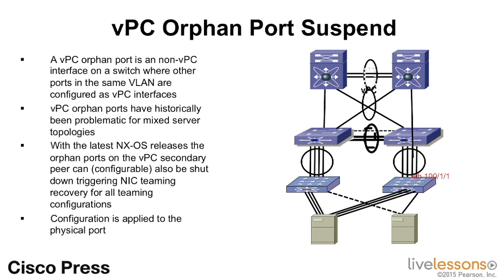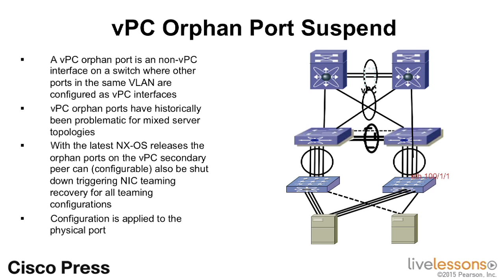Essentially, what that will do is during or after a VPC failure, when the VPC secondary would shut down all of its VPCs, in addition to shutting down the VPC interfaces, it will also shut down the orphan ports that are configured to be shut down with the orphan port suspend command.